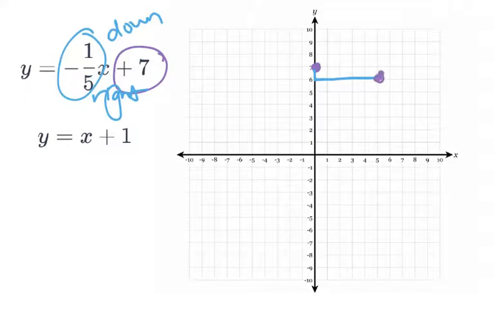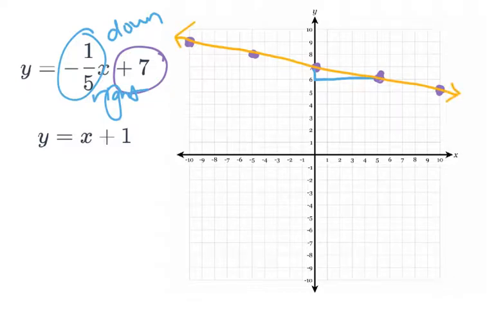Okay. We can do it again. Down 1, right 5. If I want to do the other side, I go up 1, left 5. Okay. So there's my line. I'm going to connect. Okay. That's the first line.